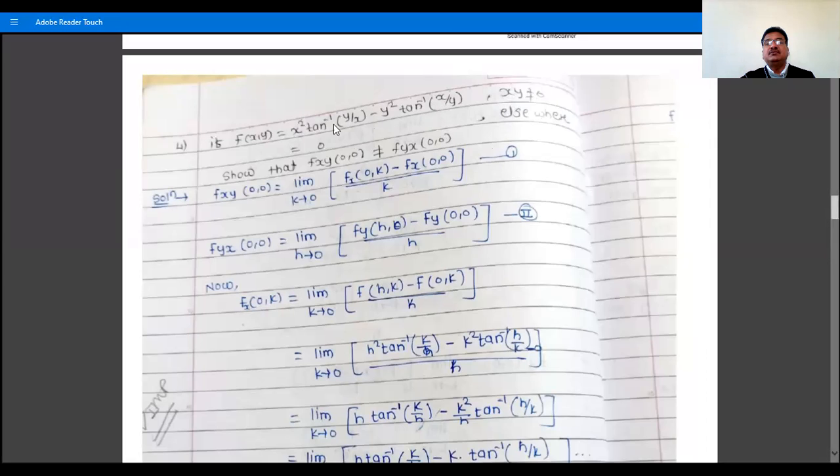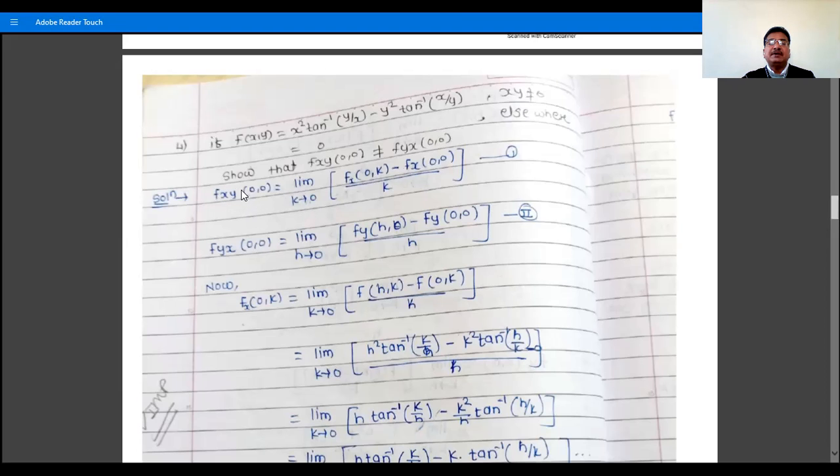So when we use this first definition, if both x and y are not equal to 0 we use it, and if one of them is 0, that is either x is 0 or y is 0, then f(x,y) is 0. Show that f_xy(0,0) and f_yx(0,0) are not equal. So f_xy(0,0), what is the definition? Limit k tends to 0.